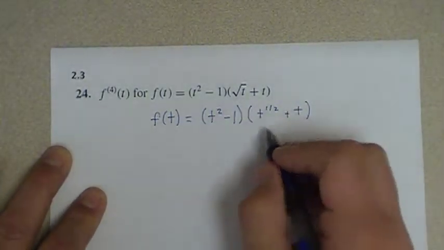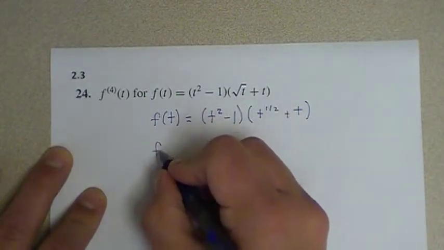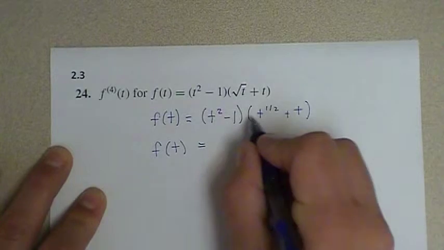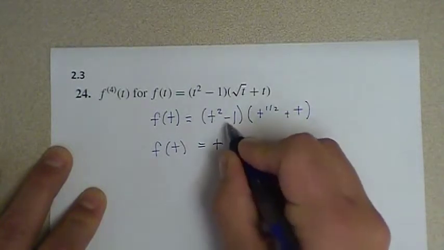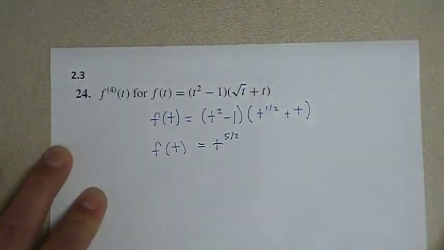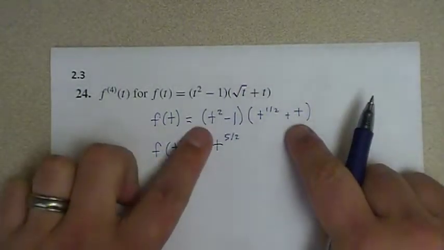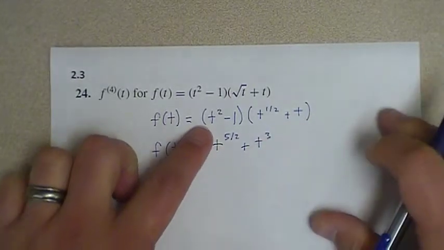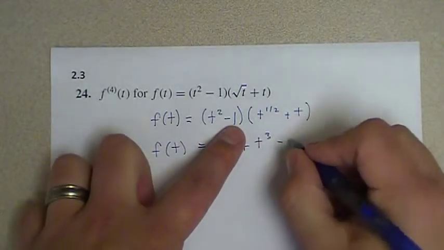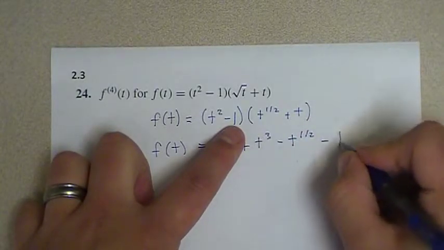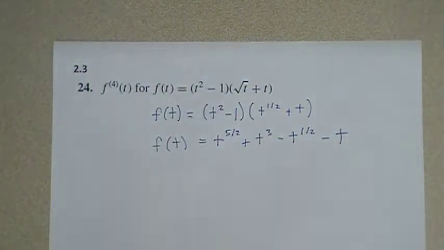And now if I FOIL these together, I'm looking at first times first. Multiplying like bases, add the exponents, 2 plus 1/2 would take you to 5/2. Outer times outer would take you to t cubed. Inner times inner, minus t to the 1/2. And then last times last, minus t. This is just f of t. We haven't taken a derivative yet.